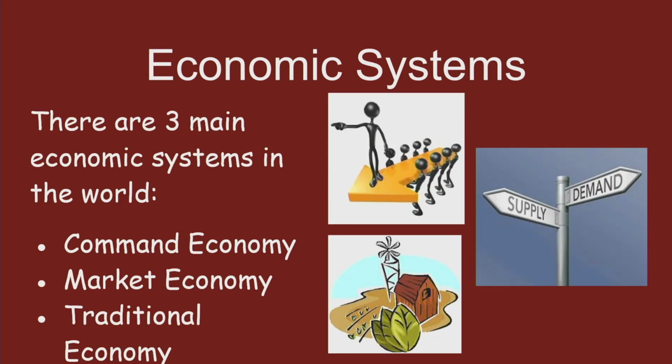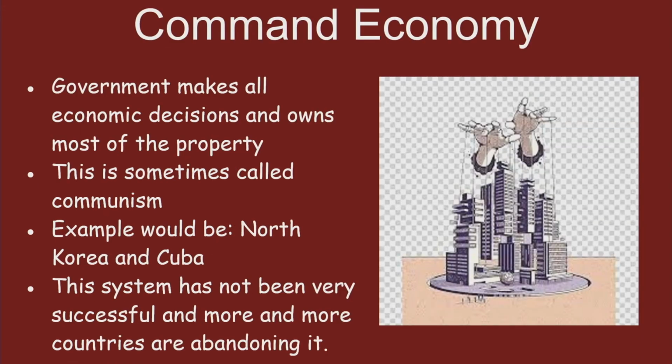So there are 3 main economic systems in the world. There's command, market, and traditional. All 3 are very different. So let's look at command first. In a command economy, the government makes all the economic decisions. They own most of the property in the country. So that sounds like an autocratic government. This is sometimes called communism or referred to as communism. Examples of countries with this would be North Korea. North Korea is a very command economy. And then Cuba. Cuba is more on the getting out of the command economy.